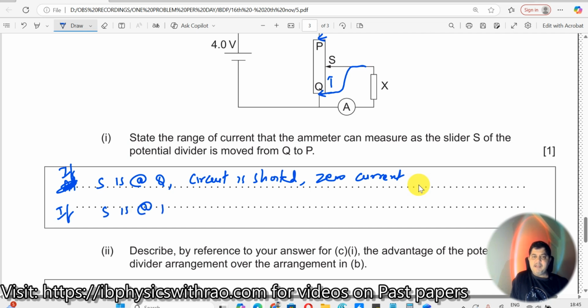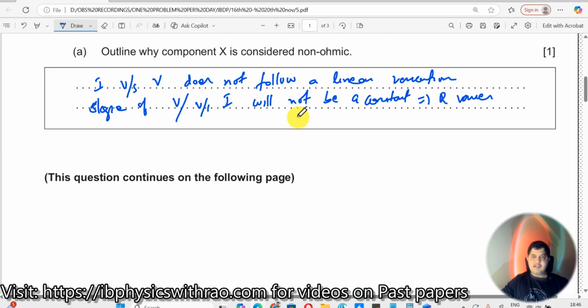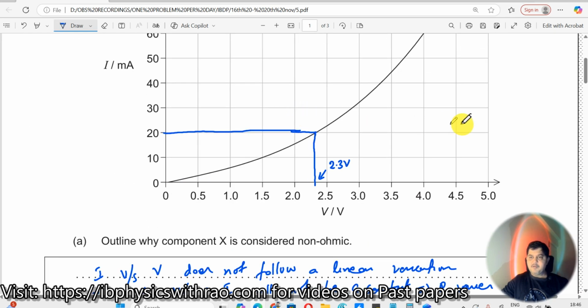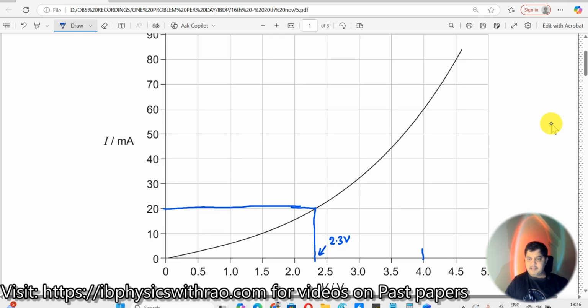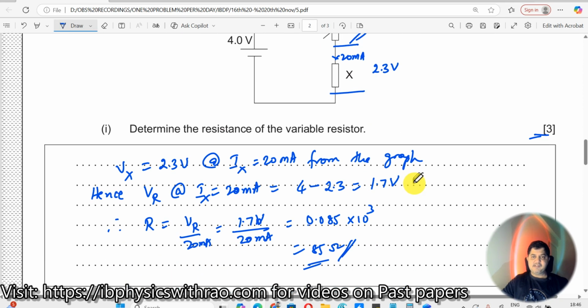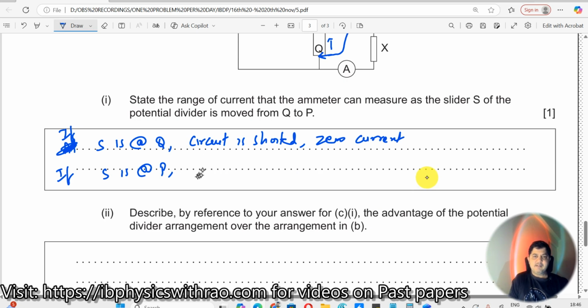And then if S is at P, what will happen? All the current will be passing through the X over here. So in that case at 4 volt, let me go back to the graph. What is the maximum current that can pass through it? The maximum current is going to be 60 milliamps, right? So I will write 4 volt, and the current I is equal to 60 milliamps.